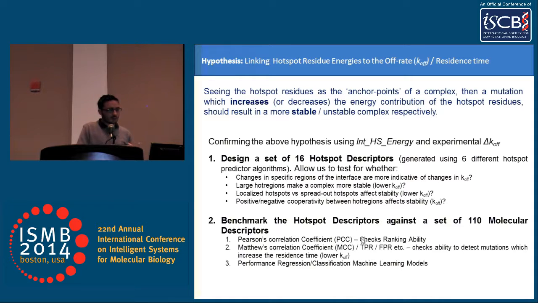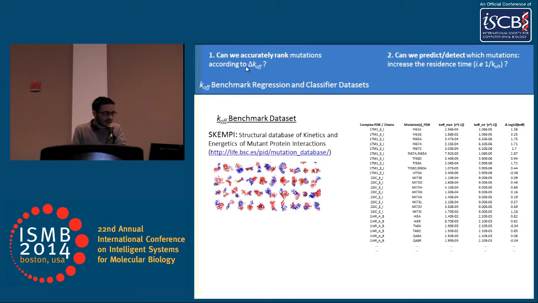And again, we want to check the ranking ability, so we use Pearson correlation coefficients, and we also want to detect, most importantly, those mutations which increase the residence time. And in the end, I also show you some machine learning models which combine both descriptors. So starting off with comparing how well we can accurately rank mutations.